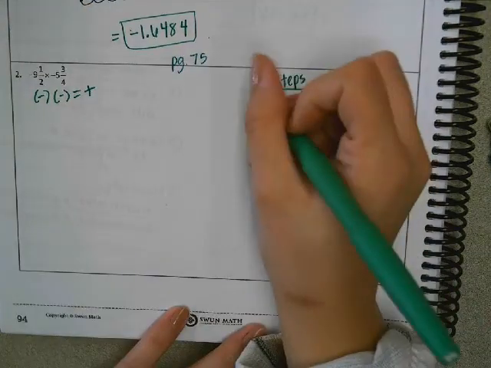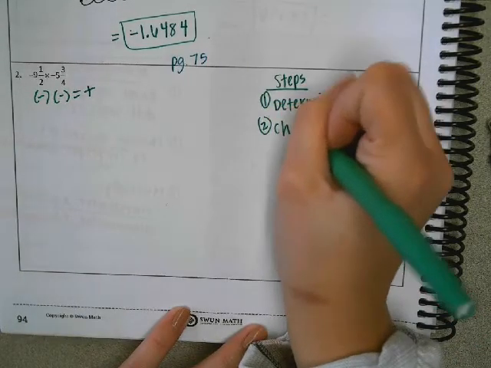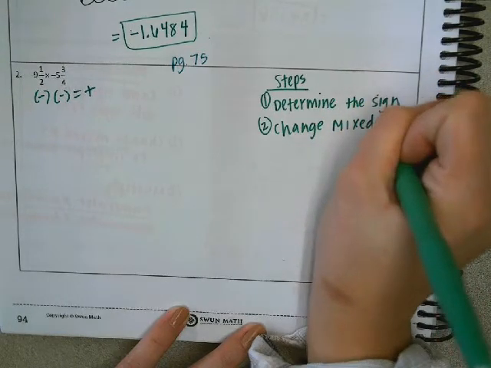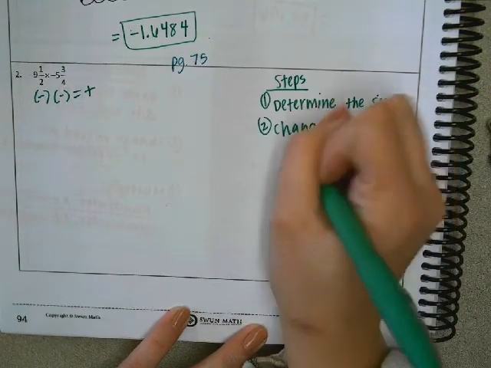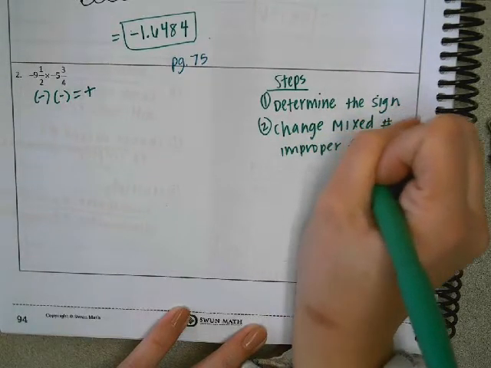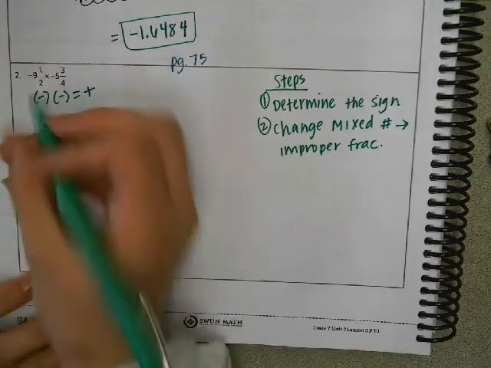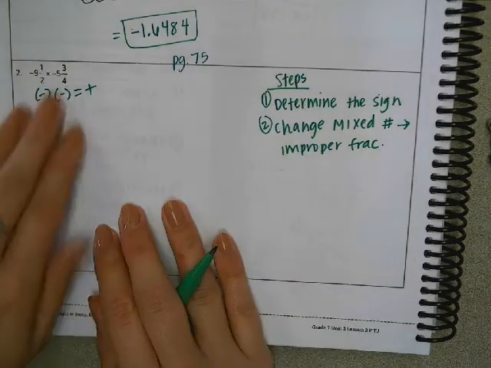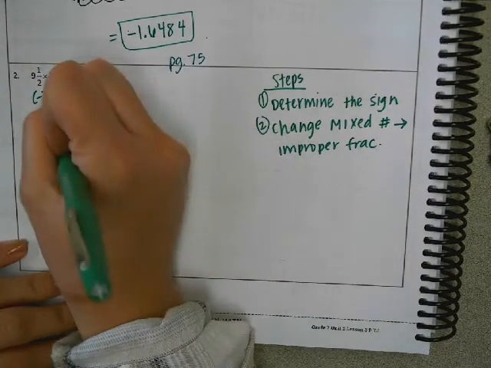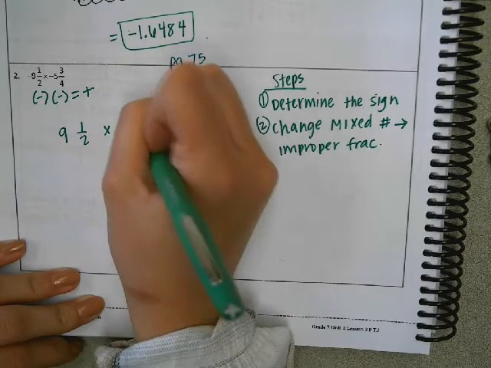Then the next step, in this case, we do need to change. So change mixed numbers to improper fractions. So we're going to change my mixed number to an improper fraction. So I'm going to just ignore the signs. I already took care of it, so I don't need to worry about the signs anymore. So 9 1/2 times 5 3/4.